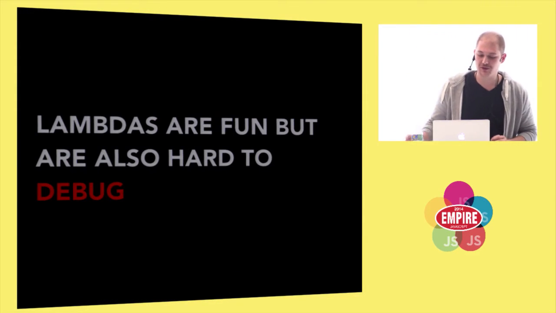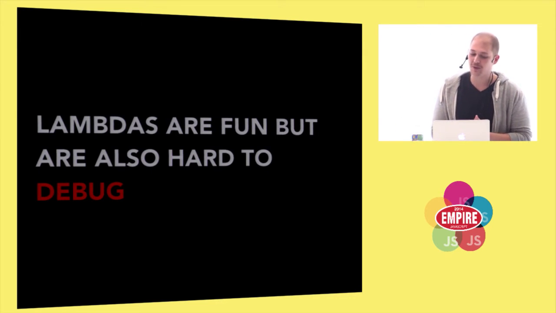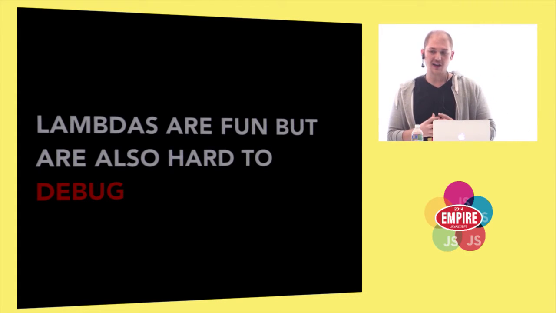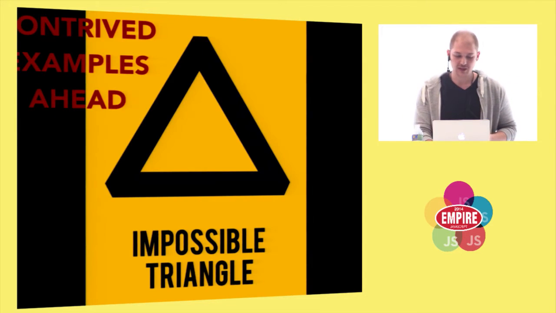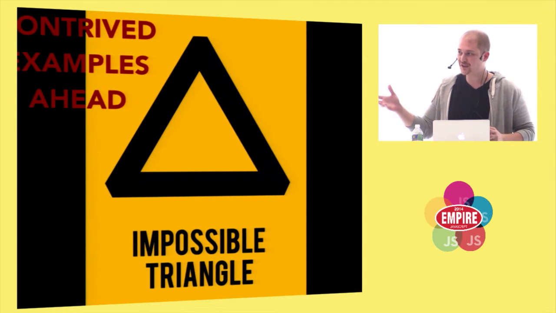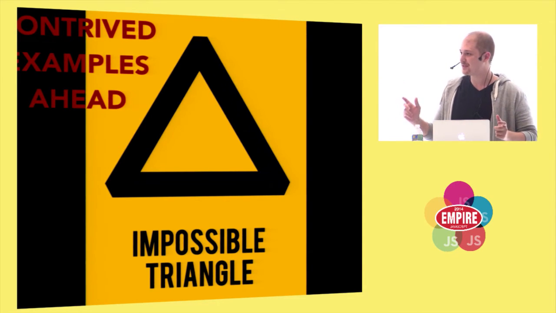Using functions and closures as the basic unit of abstraction is a lot of fun and can be really productive. But at times, I want to make the point that it could be hard to debug. So this warning is for the faint-hearted out there. I'm going to be throwing around a few contrived examples. I didn't have a lot of time to polish the examples, but they should get the point across.